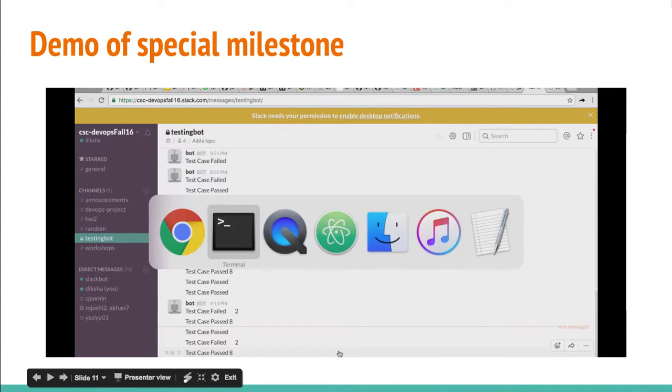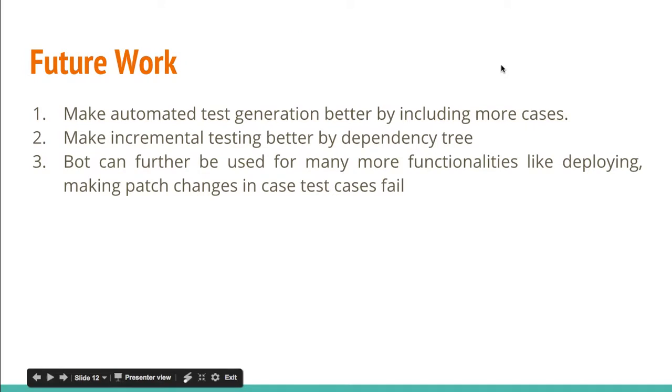Future work. We want to make generation more advanced by including more general cases. We want to make testing better by use of dependency tree. We want the bot to be more trained and advanced to be able to handle more operations.